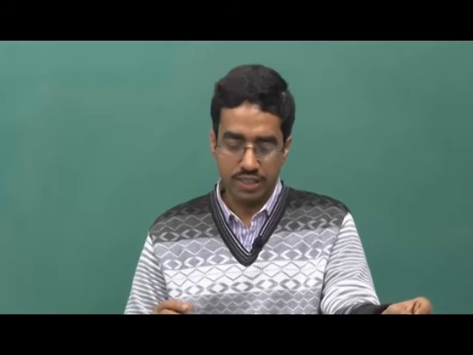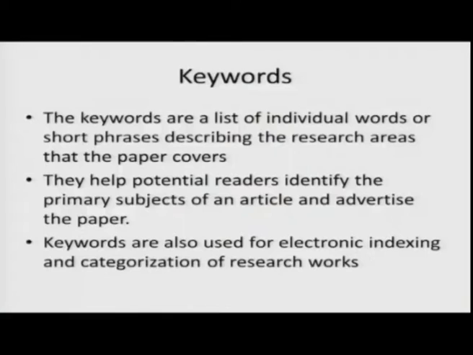So, let us look at these. The keywords are a list of individual words or sometimes even short phrases describing the research areas. They help potential readers identify the primary subjects of your article, and as I mentioned, they advertise your paper as well. They are also used for electronic indexing and categorization of research works.